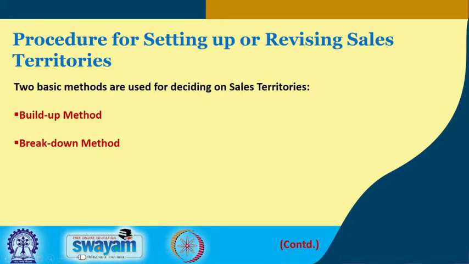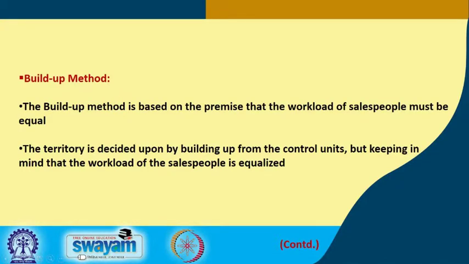So, while we were doing this, we mentioned in the previous lecture that when you set up or revise sales territories, we use two methods, which is the build up method and the breakdown method. We will first talk a little bit more on the build up method, and then we will come to the breakdown method. Now, we discussed earlier that when we talk of the build up method, it is based on the premise that the workload of salespersons must be equal.